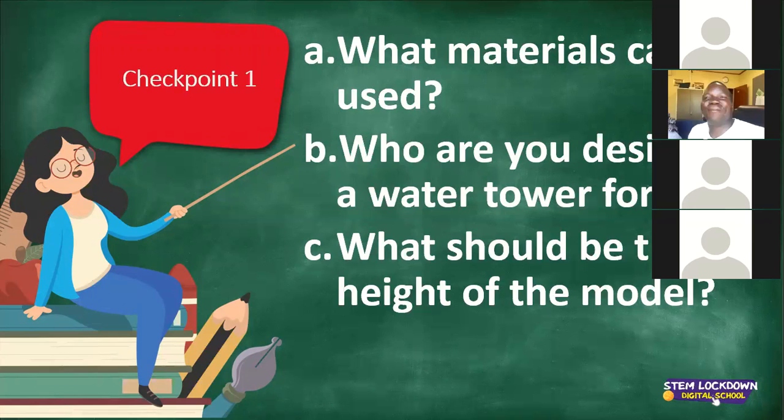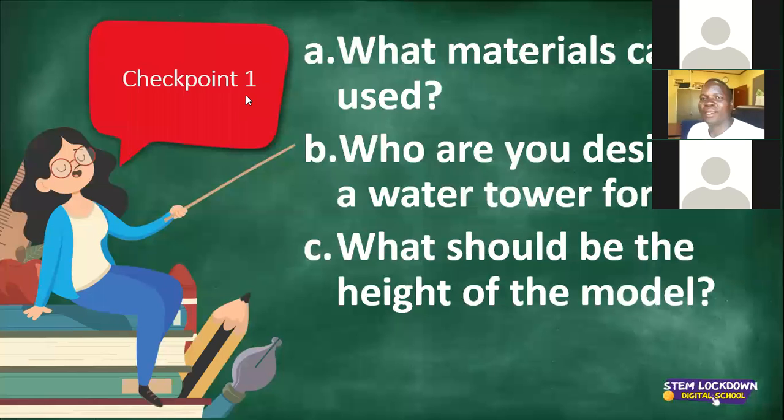Now, number C, what should be the height of the model that you are going to build? What should be the height of the model? 30 to 40 centimeters. Yes, good. 30 to 40 centimeters, and 30 centimeters is almost the height of your ruler. And then for 40 centimeters, you extend by 10 centimeters, and it makes 40 centimeters. That is the first point I wanted to check to see if you understand.